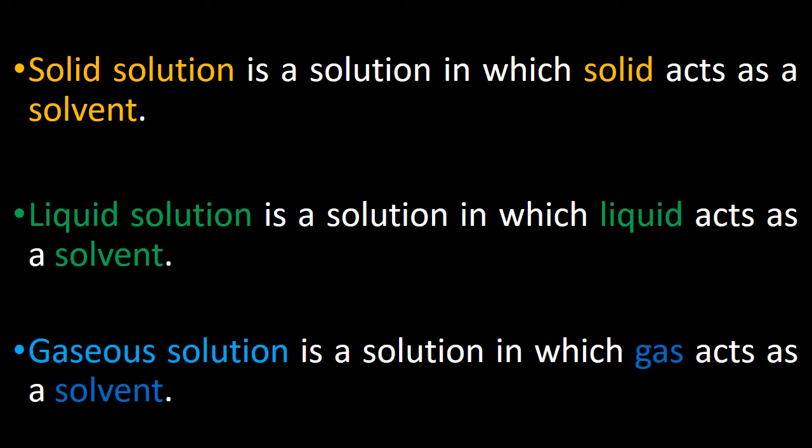Okay, let us know different types of solutions. First one is gaseous solution, second one is liquid solution, and third one is solid solution. Solid solution means it is a kind of solution in which solid acts as a solvent. Liquid solution means it is a kind of solution in which liquid acts as a solvent. And gaseous solution means it is a kind of solution in which gas acts as a solvent.